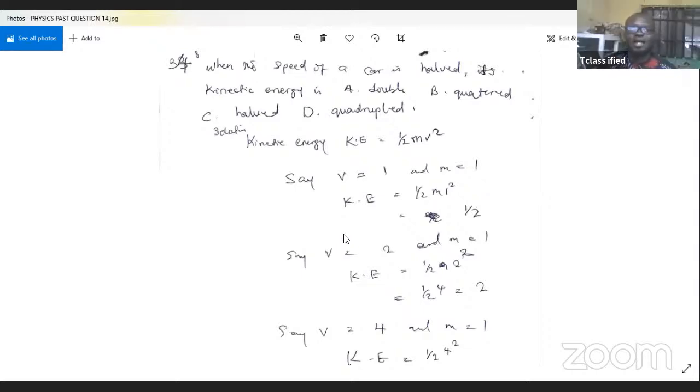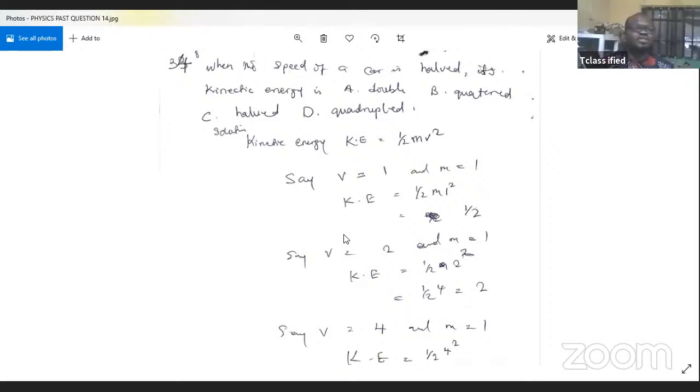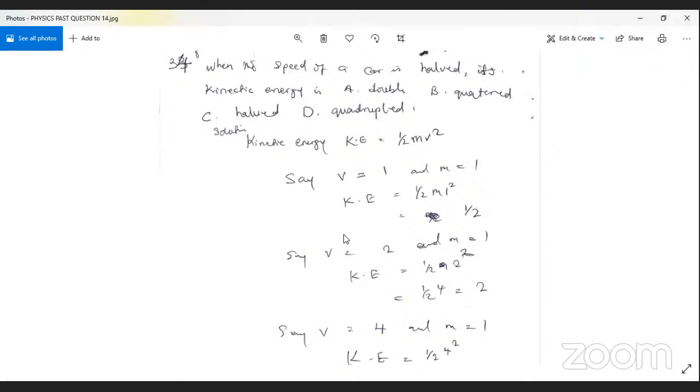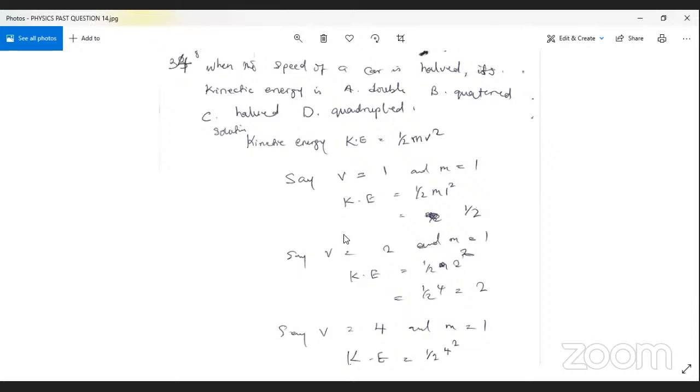Okay. When the speed of a car is halved, its kinetic energy is A, doubled, B, quartered, C, halved, D, quadrupled. So we have the solution. KE is the kinetic energy. The relationship between kinetic energy and speed is that kinetic energy is equal to half mv squared. So let's assume, because what we are changing is the speed, that the mass is always 1. So we take a speed of 1, then a speed of 2, and possibly a speed of 4, since 1 is half of 2 and 2 is half of 4.